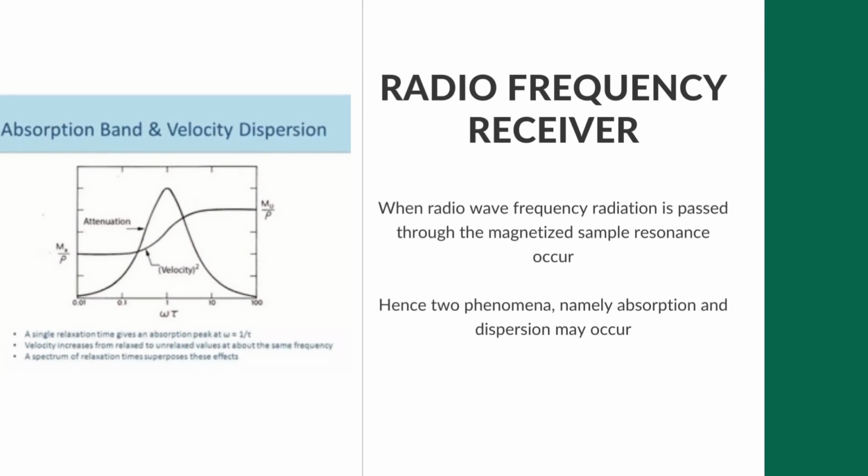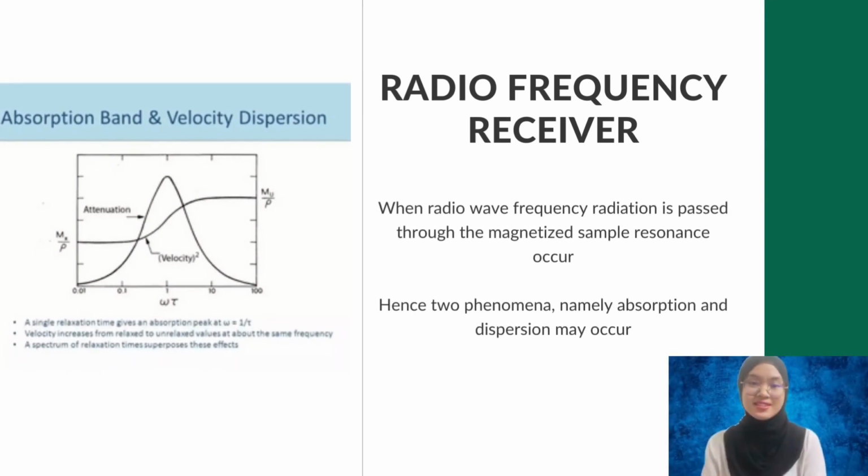Next component is the radio frequency receiver. So when the radio frequency radiation is passed through the magnetic sample, two phenomena, namely absorption and dispersion, may occur.